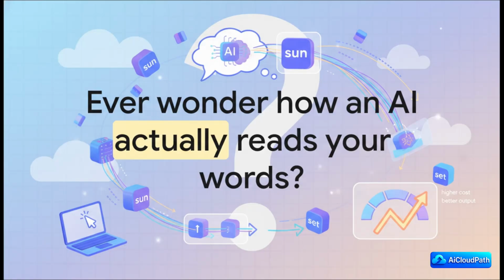It's a pretty wild process when you think about it. You type in a few words, and in that split second, the AI is doing a whole series of complex steps just to figure out what you mean. We're going to follow a super simple prompt on its journey, from your screen right into the quote-unquote mind of an AI, to see exactly how it all works.